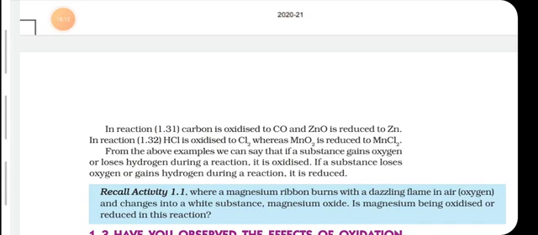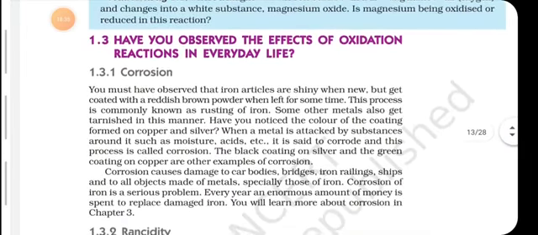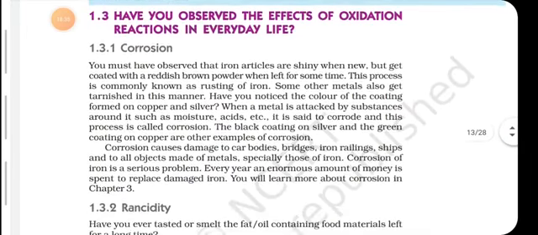Okay, from the above examples we can say that if a substance gains oxygen or loses hydrogen during a reaction, it is known as an oxidation reaction. If a substance loses oxygen or gains hydrogen during a reaction, it is known as a reduction reaction. Fine students, I hope you are clear with this. So now we are going to study corrosion in detail.